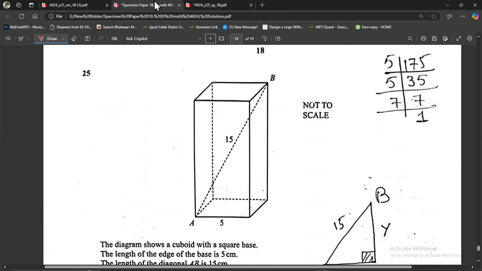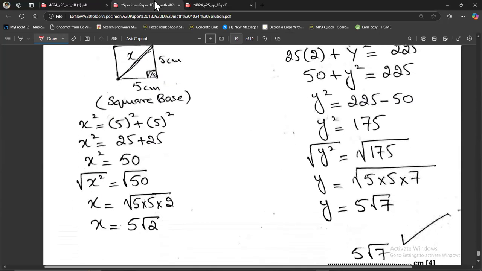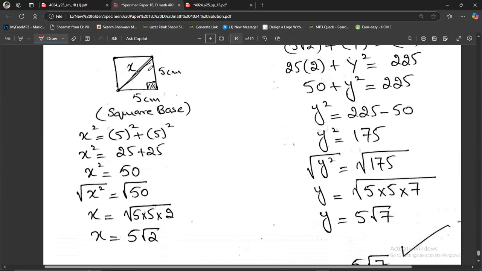So here we go. First of all, I have taken only the square base. This is 5, this is 5. I'm going to find out this. So I will apply Pythagoras here. So x squared equals 5 squared plus 5 squared. So x squared equals 25 plus 25. So x squared equals 50. Take the square root on both sides, and you will have x equals square root of 50, which is 5 multiplied by root 2. So this 5 will come out of that radical sign. So x equals 5 under root 2.